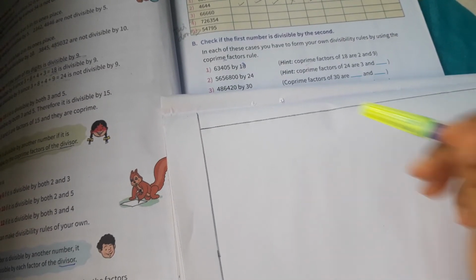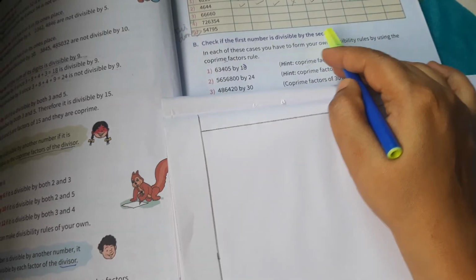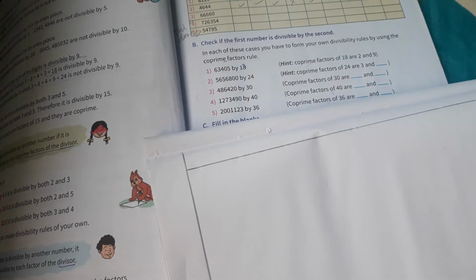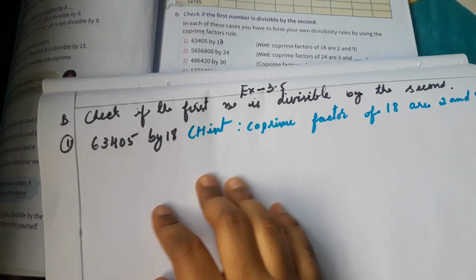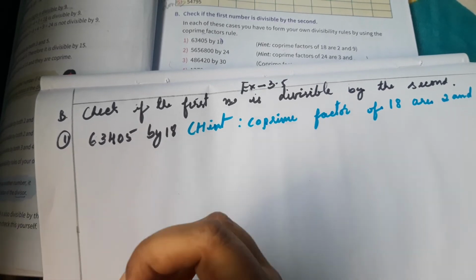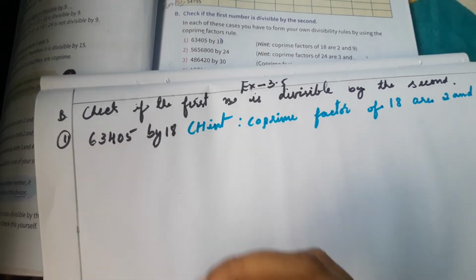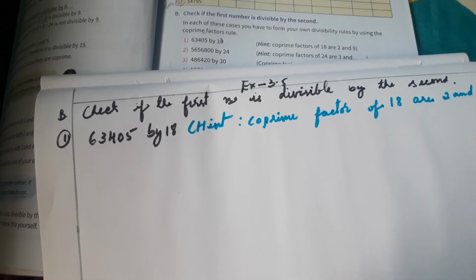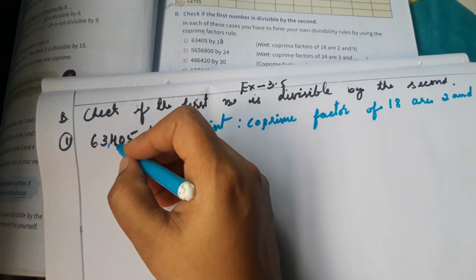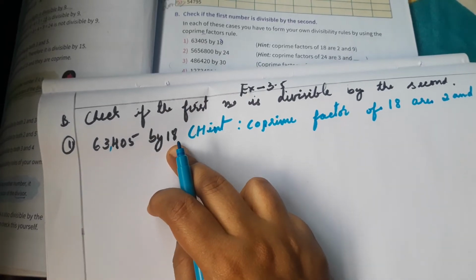Now exercise 3.5. Check if the first number is divisible by the second one. In this question, check whether the first number is divisible by the second number. First one, 63,405 by 18. So the divisor is 18.